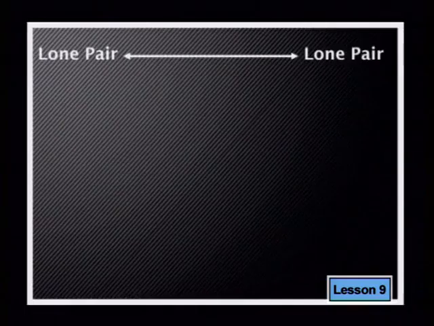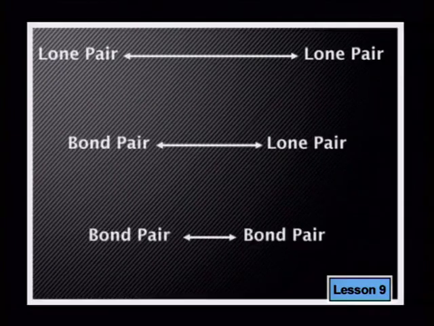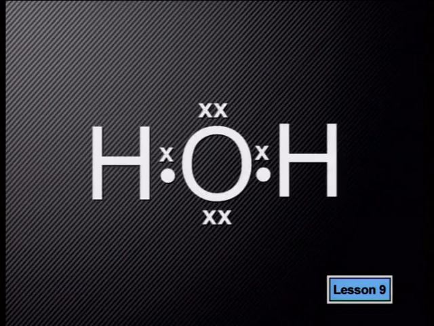I'm sure you'll agree that you expect lone pair lone pair repulsion to be greater than lone pair bond pair repulsion, which is greater than bond pair bond pair repulsion. This means that the lone pairs will push each other apart and force the bond pairs closer together. Now let's see if we can apply these ideas to a very special molecule, water. Can you use the VSEPR model to determine the shape of a water molecule? Well, remember, you always start by drawing the Lewis diagram of the molecule.